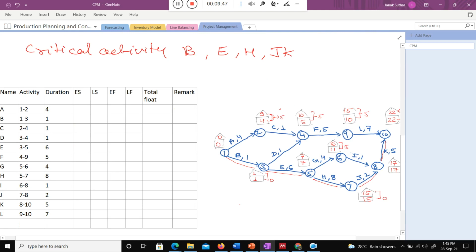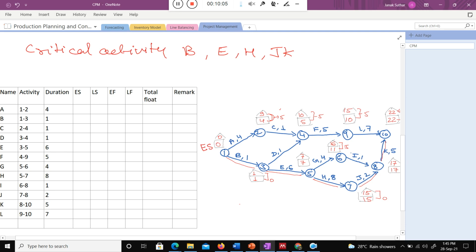This bottom part, just try to understand. This is, suppose, activity 1 to 2. This is the start point, right? This is the start point, this is the end point. So this is the start point, this is the early start. Okay, are you getting my point, class?